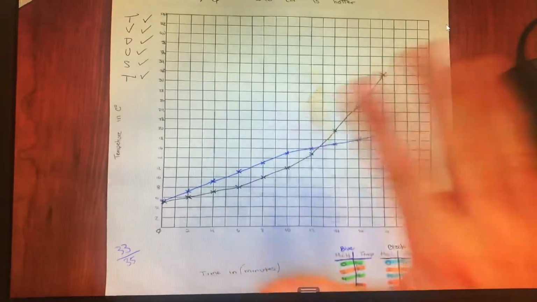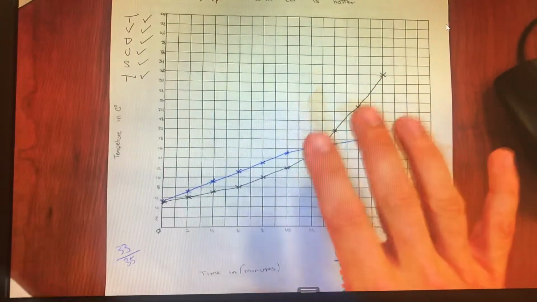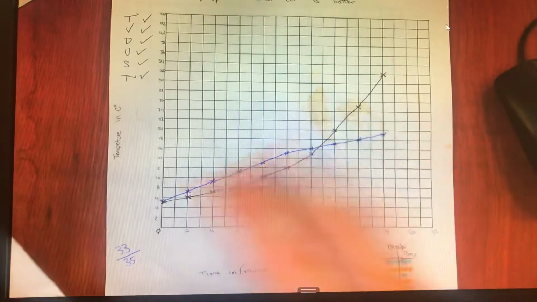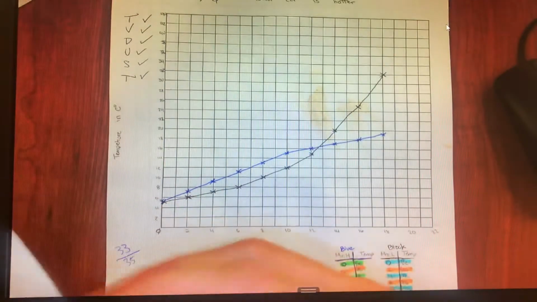But anyways, looking at this graph, we're going to make a conclusion. Remember, every good conclusion has 4 parts to it, right? And that's going to be H-def: restatement of your hypothesis, 3 pieces of data, a possible source of error, and a further inquiry. So let's go through this one at a time.